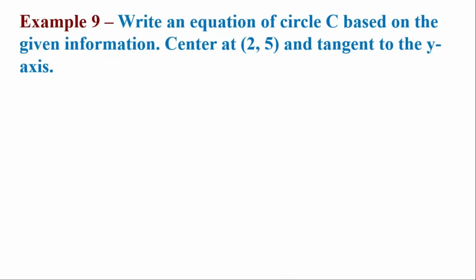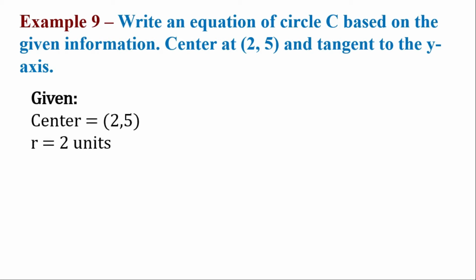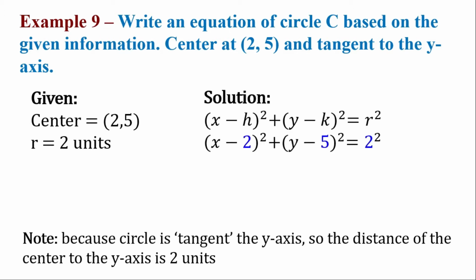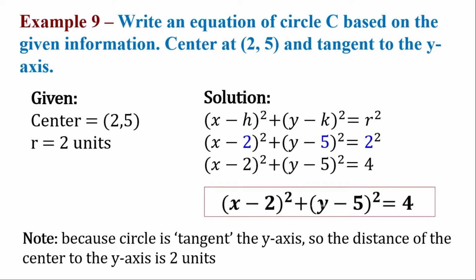Now this is similar to the first example. The center is 2, comma 5 and it is tangent to the y-axis. Remember, if it is tangent to the y-axis, the distance from the center to the y-axis is 2 units. So that's why 2 will be our radius. For the solution, just substitute all the values that we have, simplify it, and now we have our circle equation.